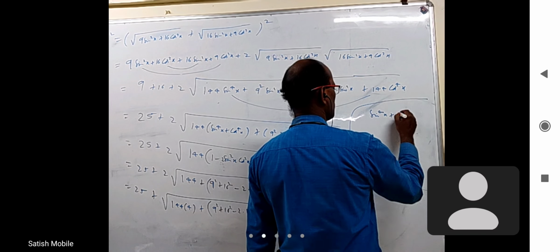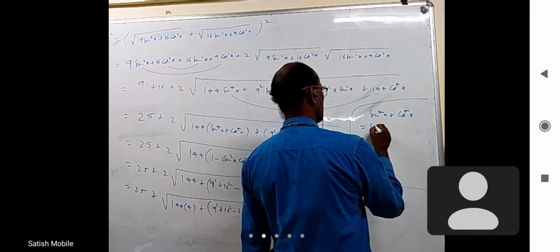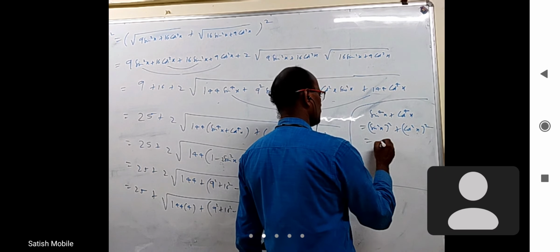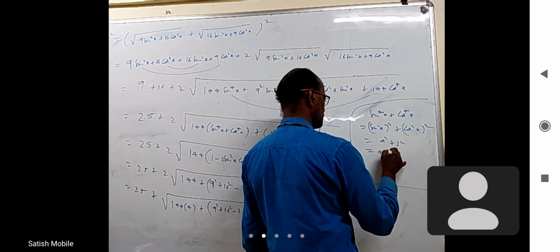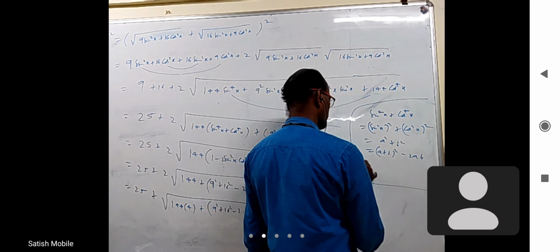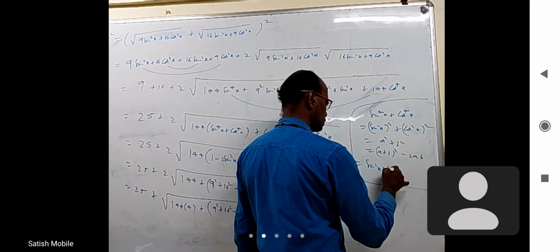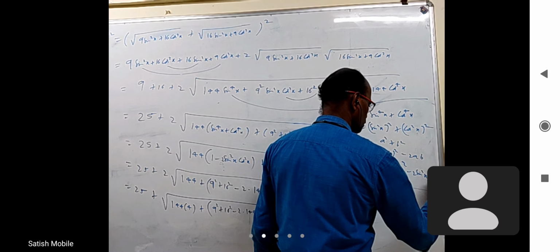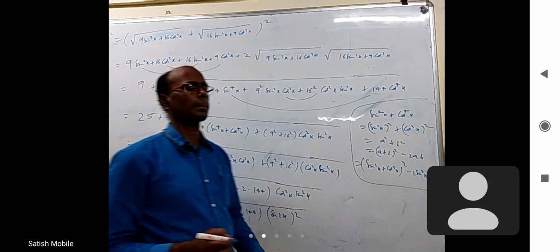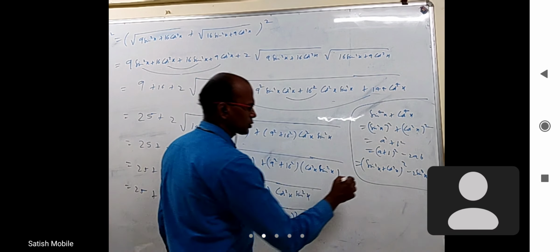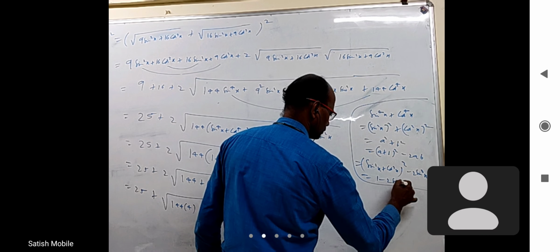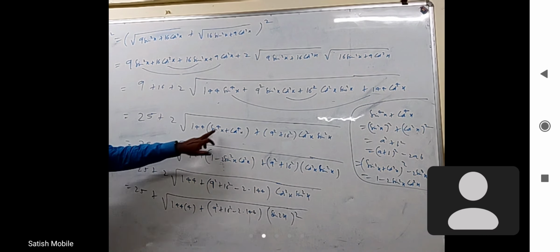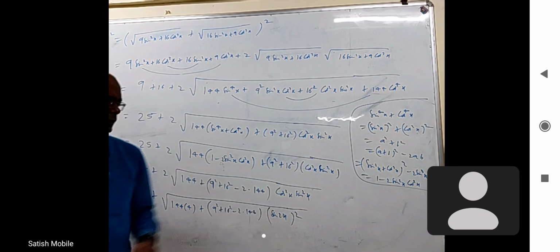Sin power 4x plus cos power 4x is sin square x plus cos square x whole square. It is like a square plus b square, which is a plus b whole square minus 2ab. Based on that, it is sin square x plus cos square x whole square minus 2 sin square x cos square x. Okay, that is 1 minus 2 sin square x cos square x. Okay, that's how this became this. This we wrote as it is.